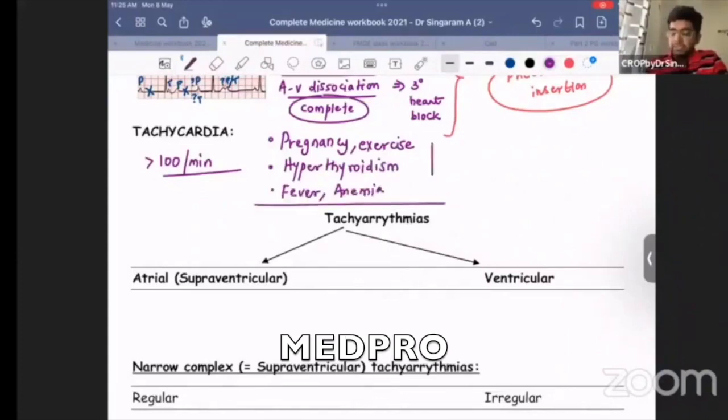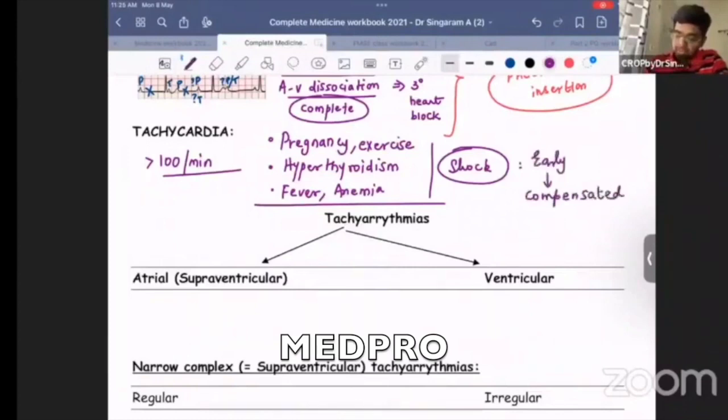And even in the condition of shock, you might have heard in your surgery class, right? For example, a patient who's having a road traffic accident and he went into shock. What is the early stage of shock called? Early stage of shock is called compensated shock, where you will have increased heart rate. Tachycardia, where you have increased heart rate, right? So these are the conditions wherein you have tachycardia, characterized by an increase in the heart rate of more than 100 per minute, right?